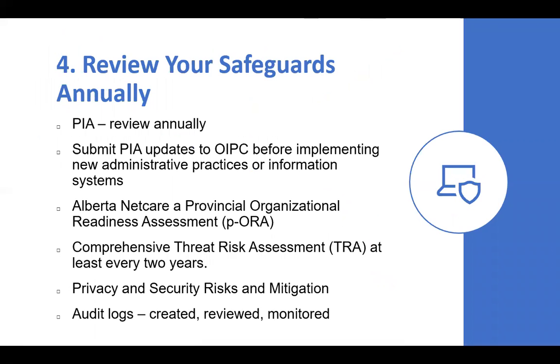Okay, number 4 for doing your PIA amendment is to review your safeguards annually. You are required to review your privacy impact assessment, your P-ORA documents, and your threat risk assessments on a regular basis. Annually is recommended. Now, in your policy and procedure set, you should have some documents called something like privacy and security risk mitigation. That's a requirement when you did your initial privacy impact assessment.